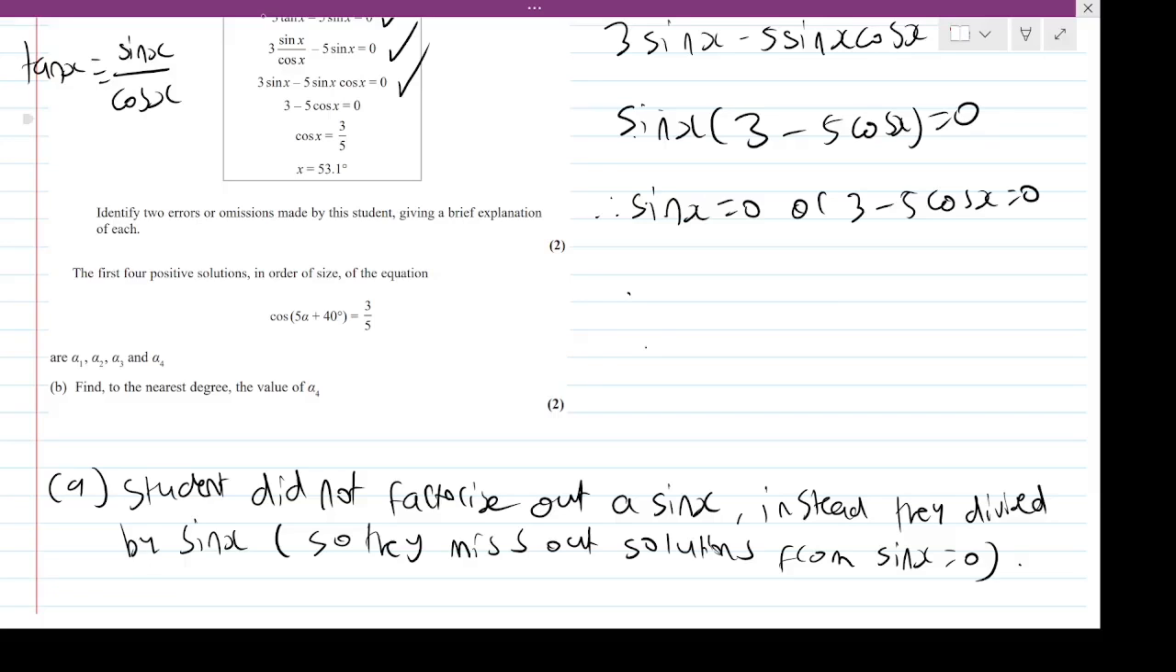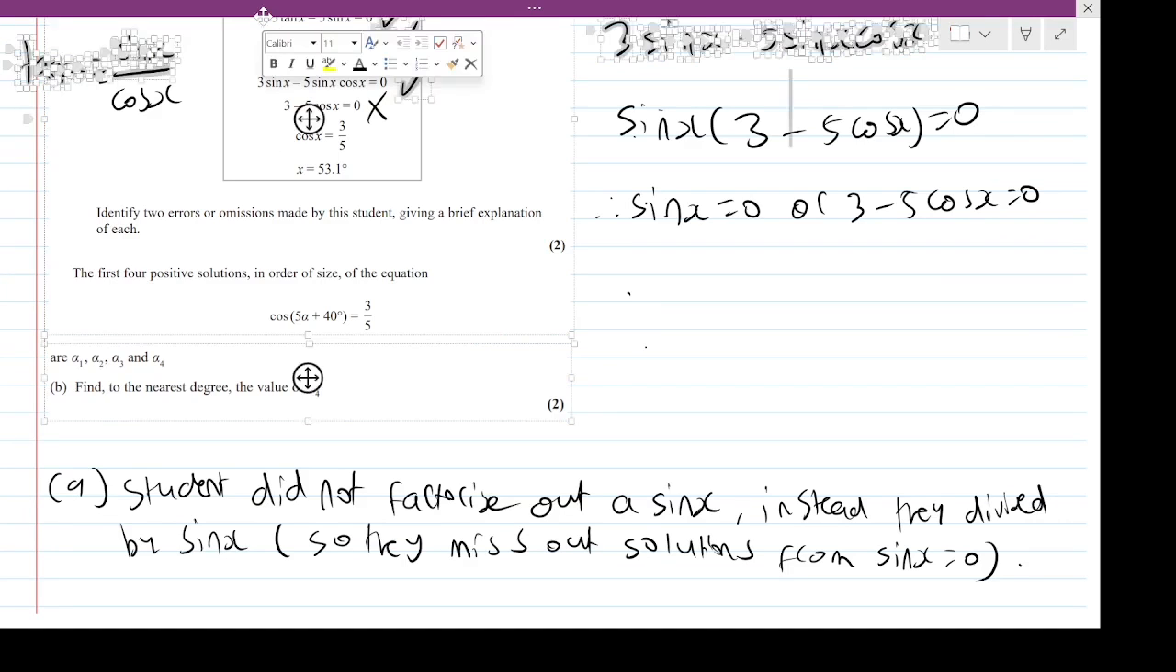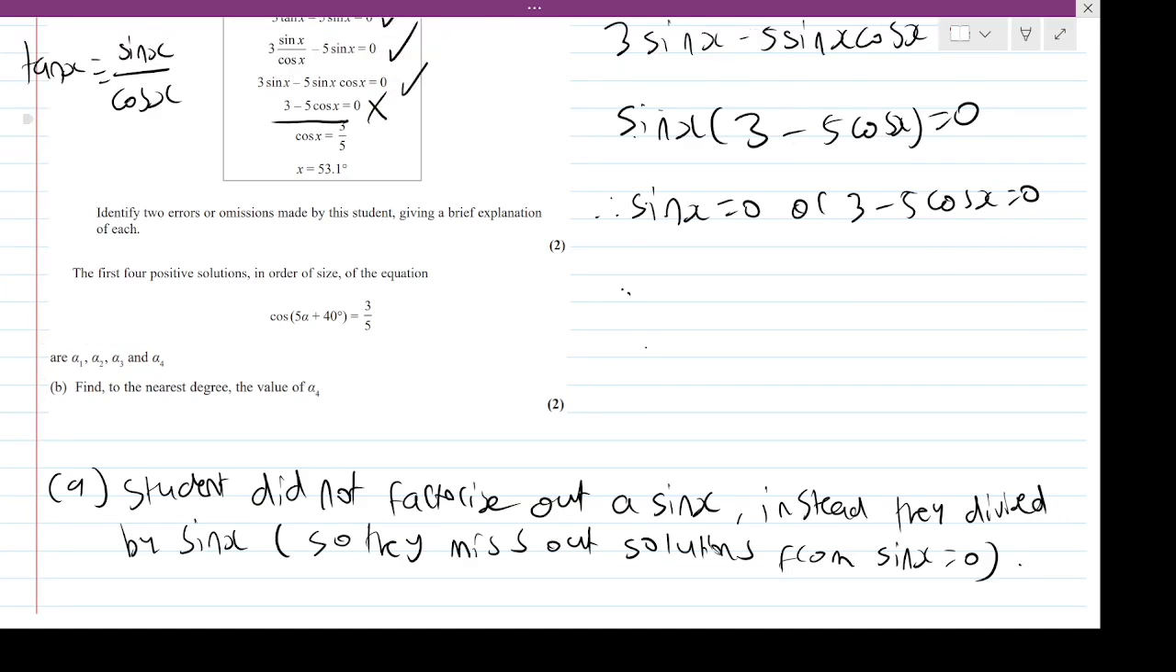Okay, so that's the first error. So there's another error though. So that's the wrong step. No, that's right, sorry. But that's the wrong step. Okay, then they said cos x is 3 over 5, so they rearranged it. Is that correct? Well, if you rearrange this, you'd have 5 cos x is equal to 3. I'd write that here.